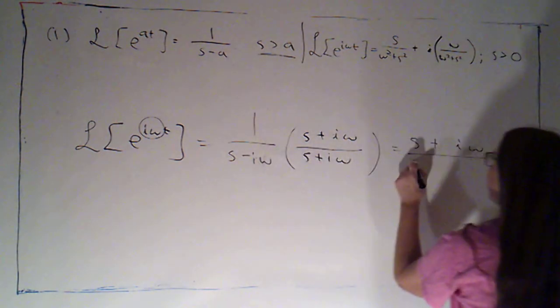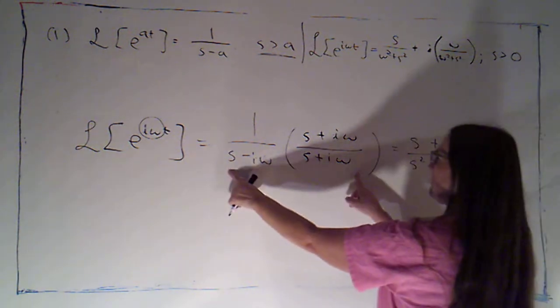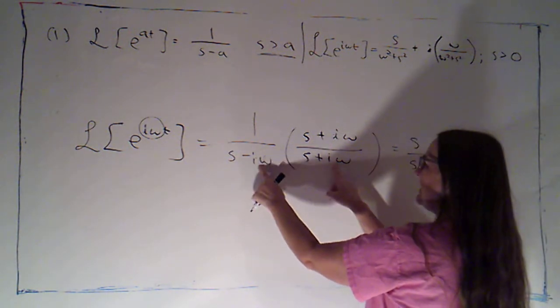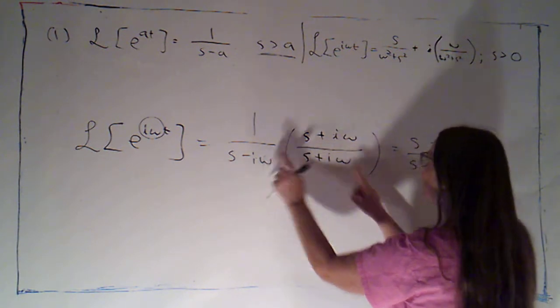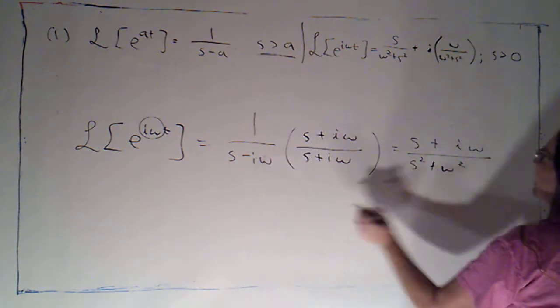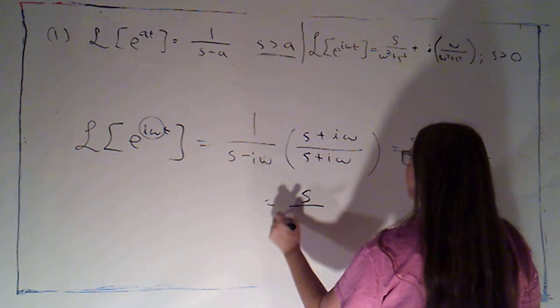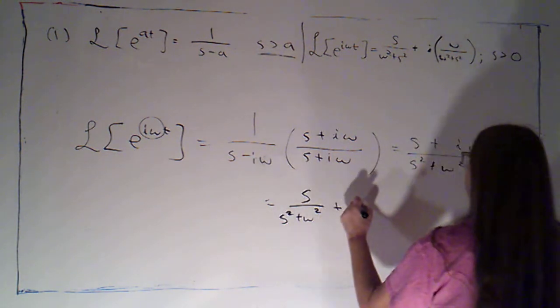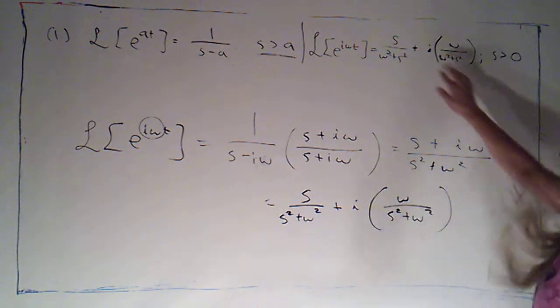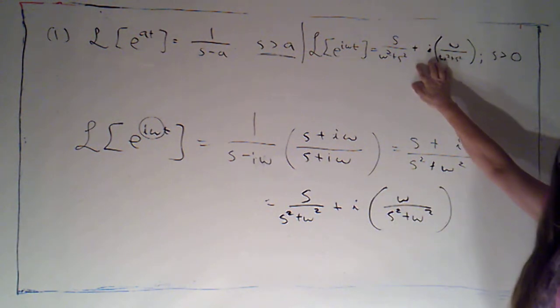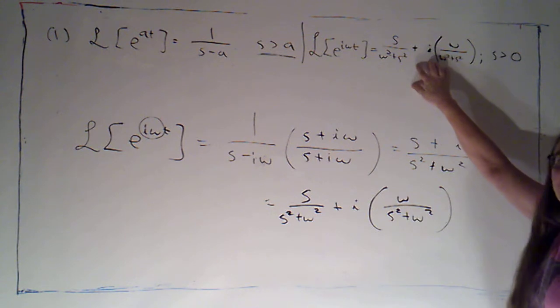On bottom, I'm going to get s squared. Outsides and insides cancel. Minus i squared is minus negative 1, so plus 1 times omega squared. Oh my goodness, that's s over s squared plus omega squared plus i times omega over s squared plus omega squared. Super nice. It works. We get the right formula.